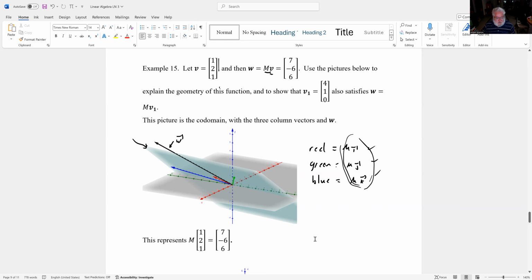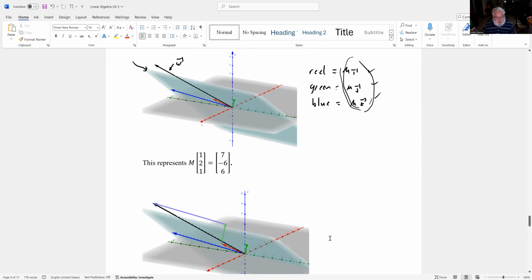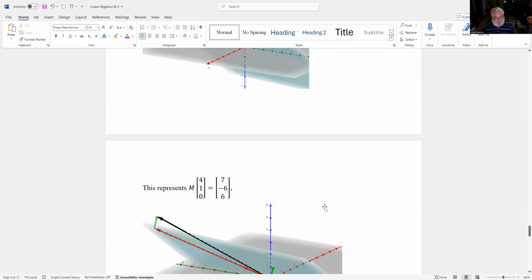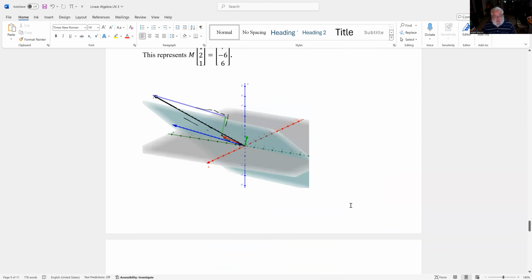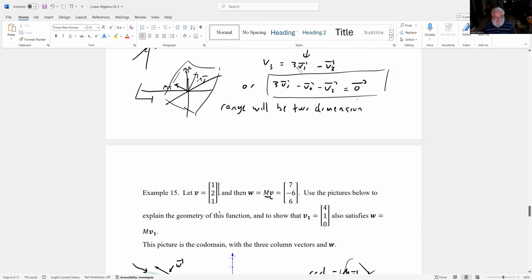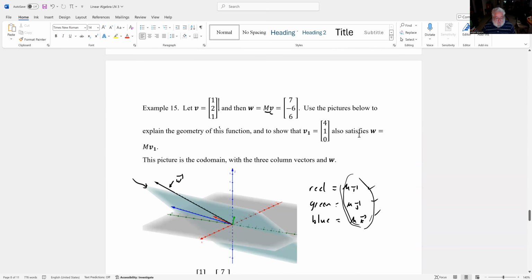So m of (1, 2, 1) equals (7, -6, 6), because we go 1 unit in the red direction, 2 units in the green direction, and then 1 unit in the blue direction, and that gives us our black vector. But we can represent it a different way, because we don't actually need V3, right? V3 is a linear combination of V1 and V2.